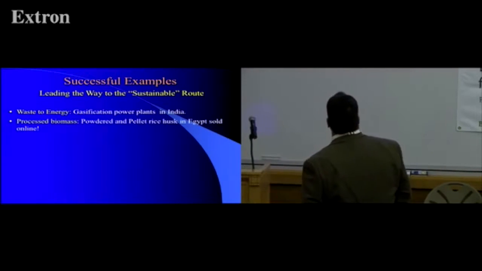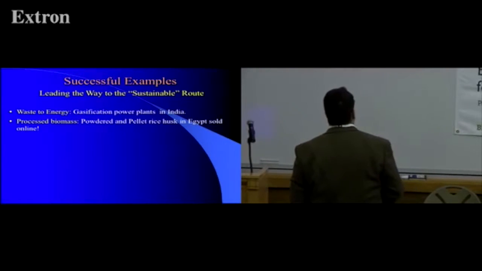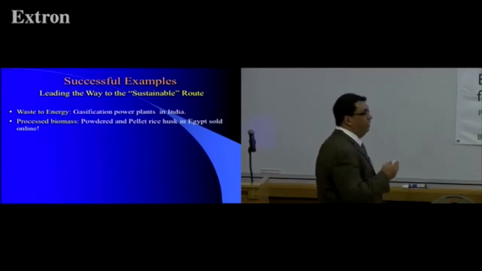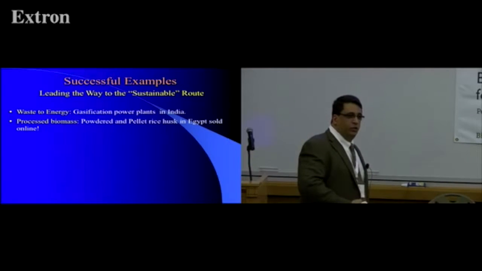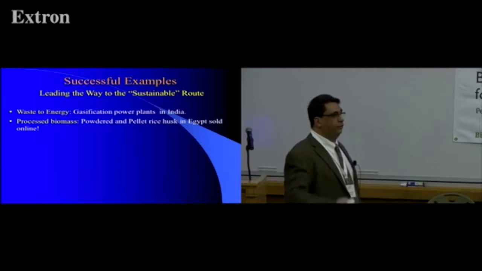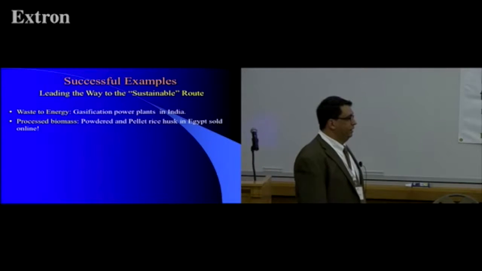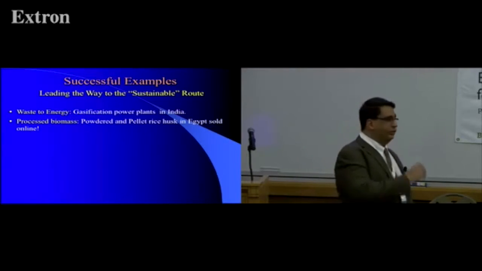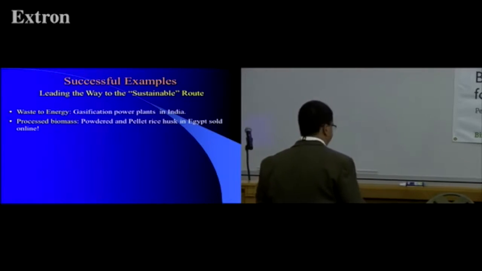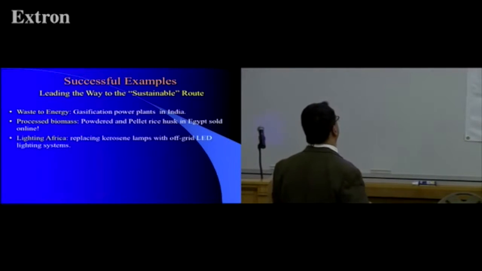The good news with regards to Egypt is I found online that there are some people who collect rice husk and agricultural waste, form it into powder and pellets, and sell it online. I think it's almost $100 per ton, which is good money. If you're talking about job creation, this is a good way of doing green job creation instead of burning it: you can process it and make use of it.